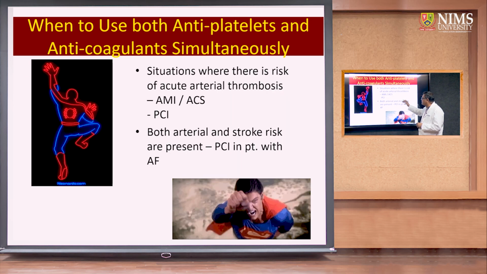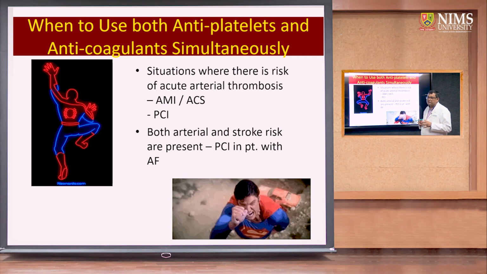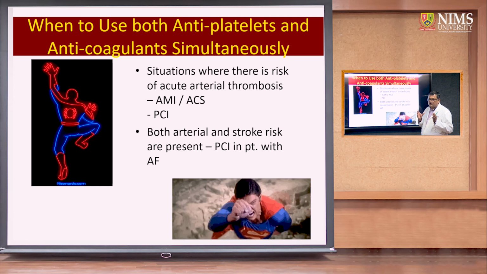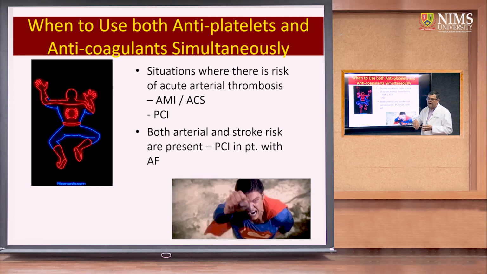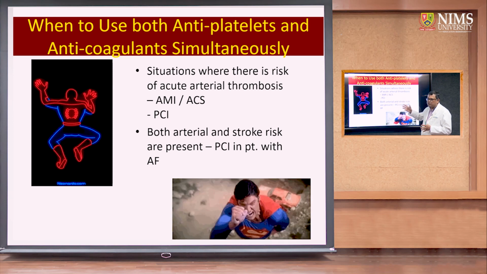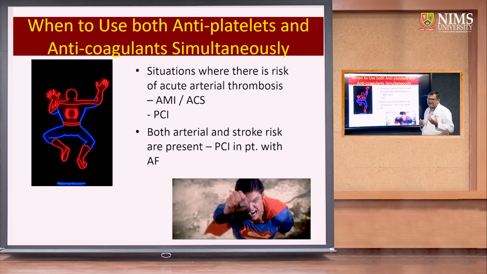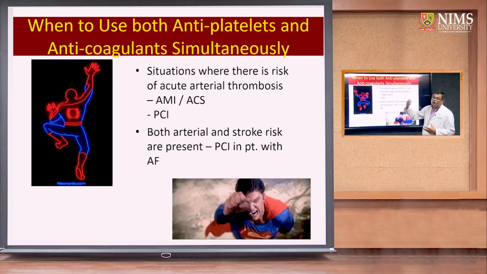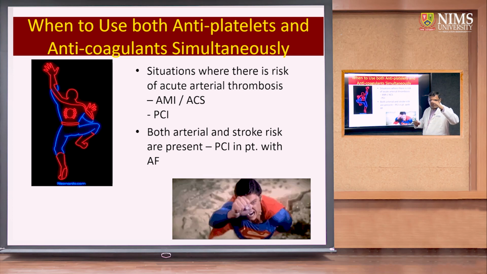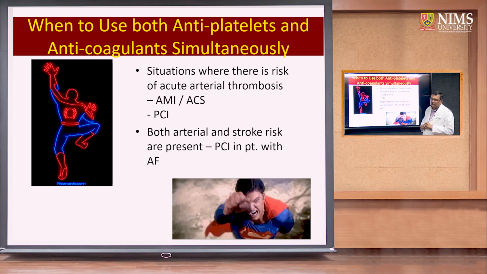Are there situations where you use both of them simultaneously? So, one situation is when arterial thrombosis risk is very high. There you give dual antiplatelet and you might have to add even a NOAC, and we will discuss that, but that is one possibility. The other is when both risks are present. So, if there is a case undergoing angioplasty and also got AF, so you require stroke risk reduction and you require arterial risk reduction. So, both the type of risks are high, then you may combine the two drugs.